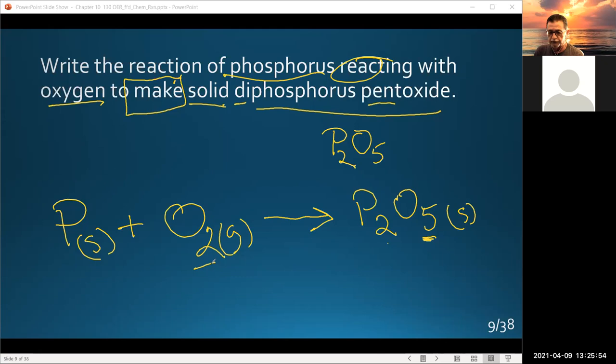It might be easier to use the common number here between the oxygens. The common number would be 10. Okay. 10 oxygens would balance out the oxygens. Which then kicks up our phosphorus to 4. No problem. We stick a 4 in front of phosphorus and we're good to go. And so now we see that 4 phosphorus atoms require 5 molecules of oxygen to give us 2 molecules of diphosphorus pentoxide. Okay. So it's balanced. Our physical states are there.